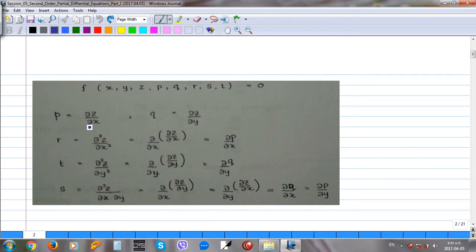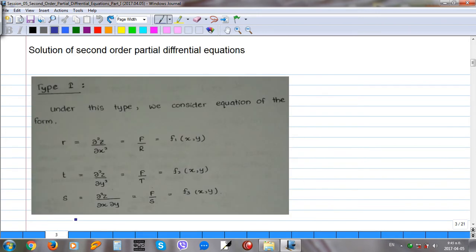So remember what is P, what is Q, what is R, what is T, and what is S, and also how to convert these P, Q, R, S, T to suit the given problem. Then there are three types to find the solutions for the given second order partial differential equations. Type 1 is where R, T or S is given, as I explained earlier. We will consider this type 1 through an example.